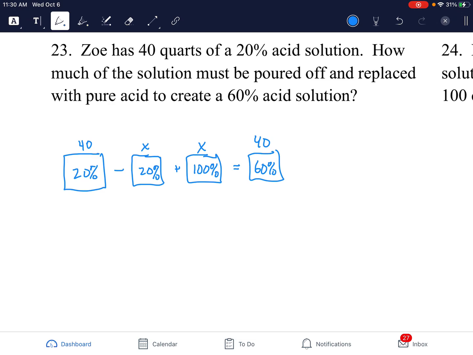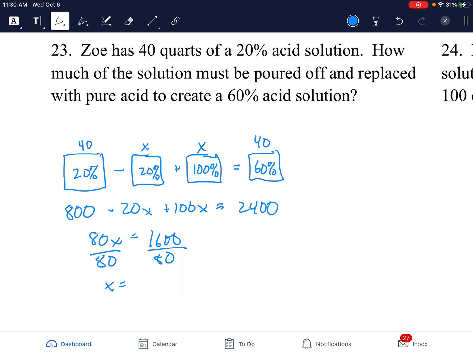So we multiply straight down. 40 times 20 is 800, minus 20x plus 100x equals 40 times 60, which is going to be 2400. All right, I combine the like terms, I get 80x equals 2400 minus 800, which is 1600. Divide both sides by 80. x will equal 20.